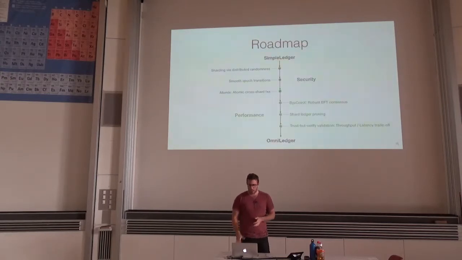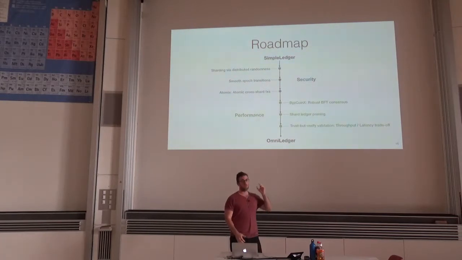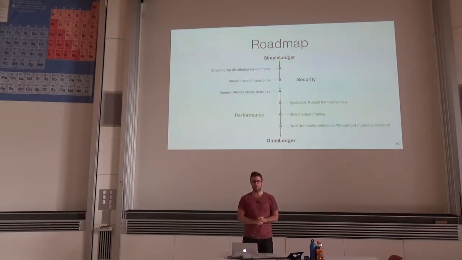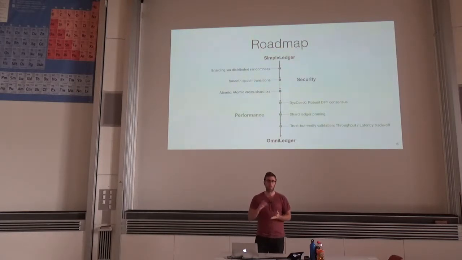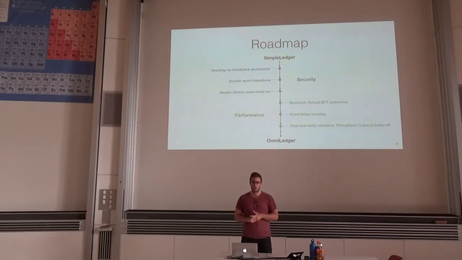So this is basically the full outline of how we go from the simple ledger to Omni ledger. I'm not going to talk about all of those stuff because you also want to go. But in headlines, we create distributed randomness to do sharding. We create smooth epoch transitions in order to not stop at the beginning of every epoch. We introduce Atomix, which is an atomic cross-shard transaction protocol in order to be able to transact across shards.